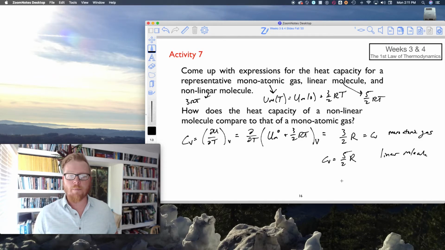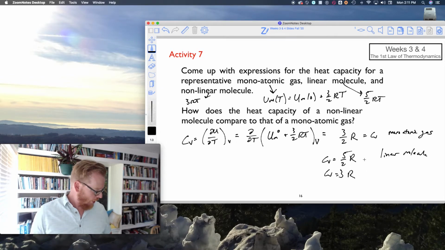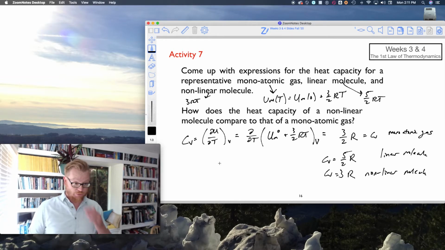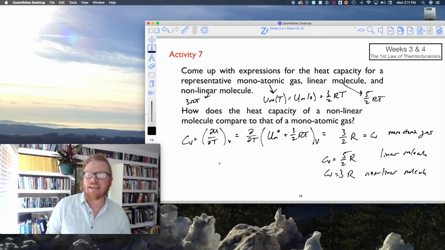Okay. What about the nonlinear molecule? d/dT of 3RT is just simply 3R for a non-linear molecule. Okay, how does the heat capacity of a nonlinear molecule compare to that of a monatomic gas? It's 2 times the difference. And what does that mean?